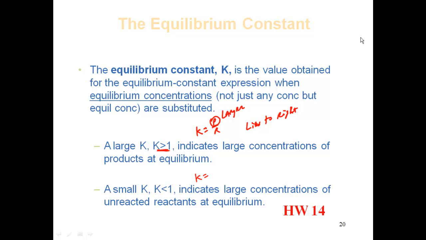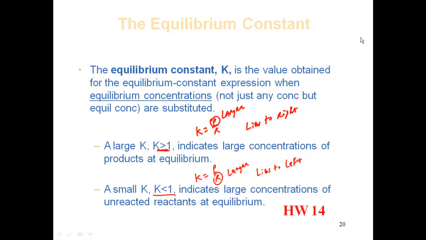Once again, look at the math. Products over reactants, if K is less than 1, that would mean that my reactants have to be larger than my products, which means it doesn't take much reactants before I reach equilibrium. Just a little bit has to react before I reach that point where I reach equilibrium. So the equilibrium in this case lies to the left.